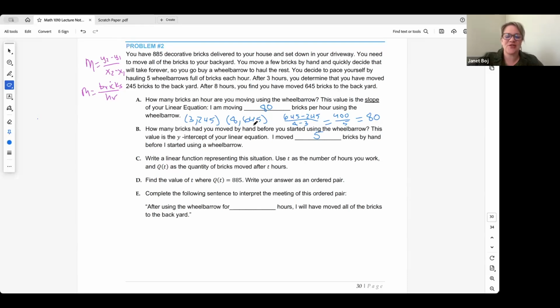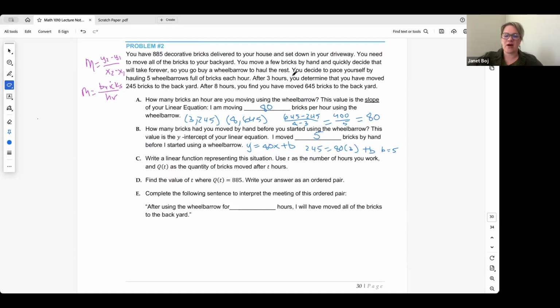Of course, we can do that algebraically. If you look at the equation of your line, y equals mx plus b. We know the slope is m, but we don't know where I began. You can plug in either one of these ordered pairs to solve for b. Let's just use the first one. So 245 equals 80 times 3 plus b. This would be 240. You subtract it from both sides, and you see that b equals 5.